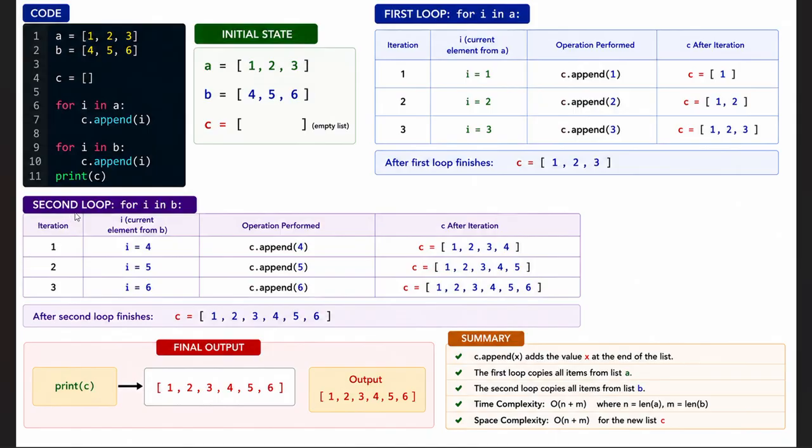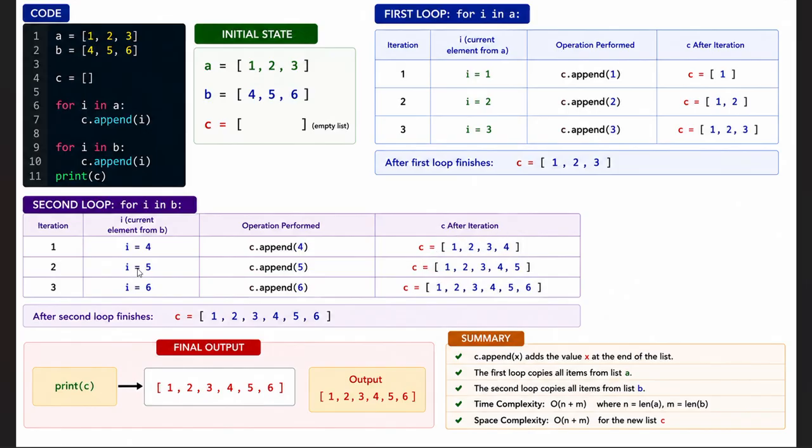And when we come to the second loop, for i in b, these are the iterations: i equal to 4, i equal to 5 and i equal to 6. Now we will perform operations. i equal to 4, c.append(4). Now what is c? This is the updated list, right? It is 1, 2, 3, and now we will add 4. Now the updated list is c equal to 1, 2, 3, 4.